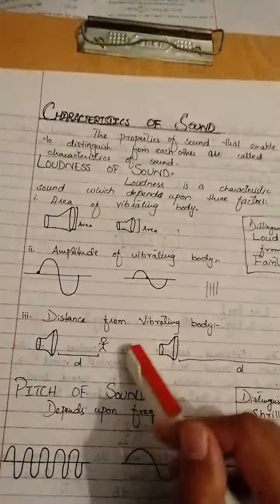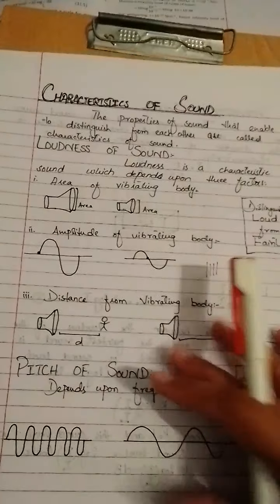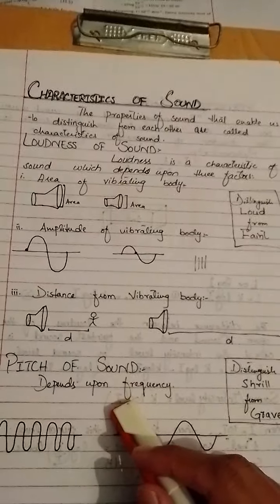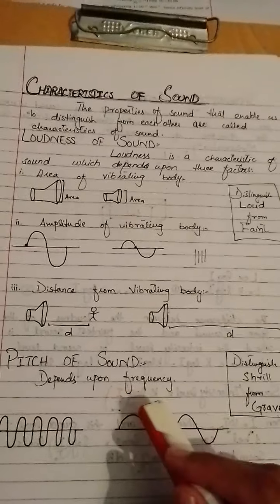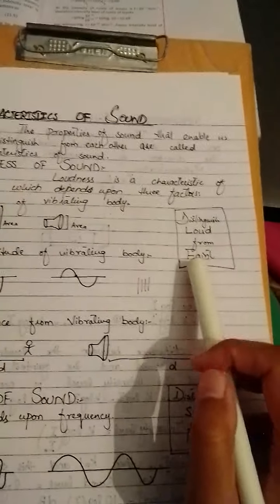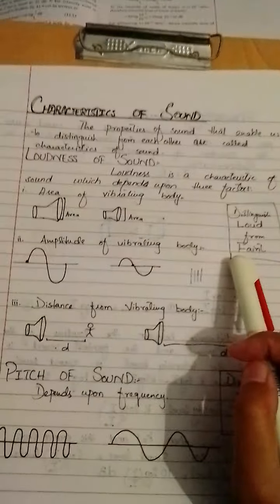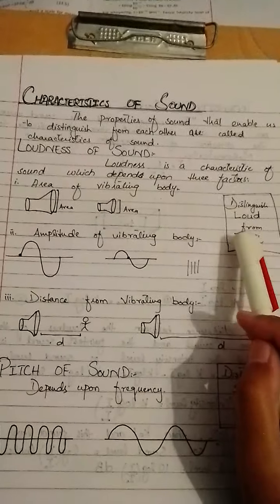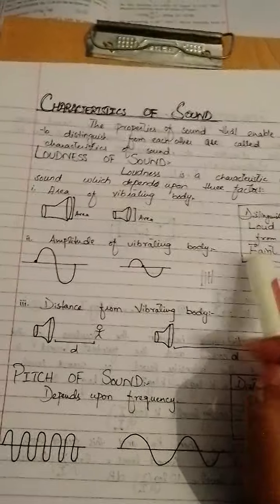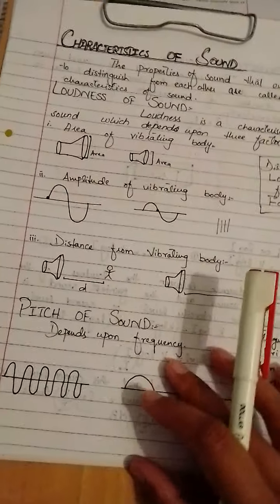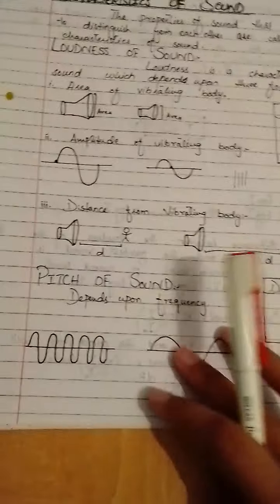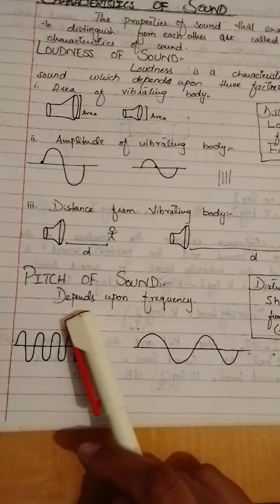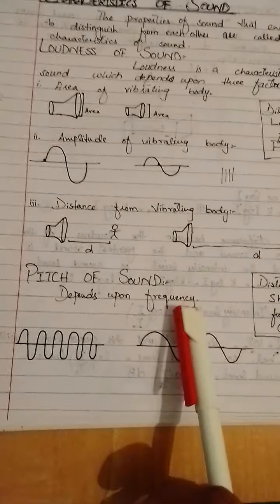Okay, so these are the three factors which affect the loudness of a sound. Loudness depends on these factors. Remember that loudness enables us to distinguish a loud sound from a faint sound. Next one is the pitch of the sound. It depends upon the frequency.